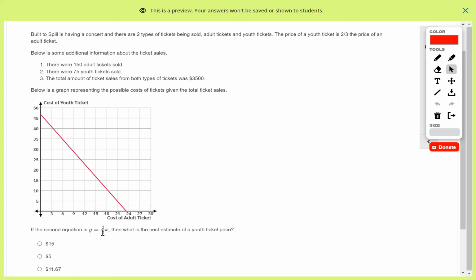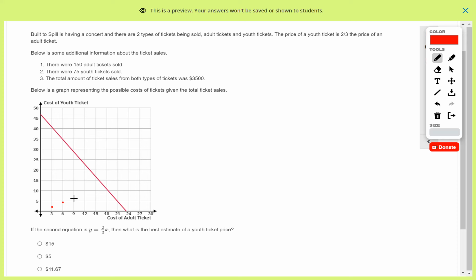So it says the second equation is 2/3 of x. So let's try to graph that equation. I know that y is going to be 2/3 of whatever x is. So if x is 3, y is going to be 2/3 of that. It's going to be about 2. I'm going to go ahead and just plot a point at 2 the best I can. Same thing here. I'm going to plot a point at 2/3 of 6, which is like 4.